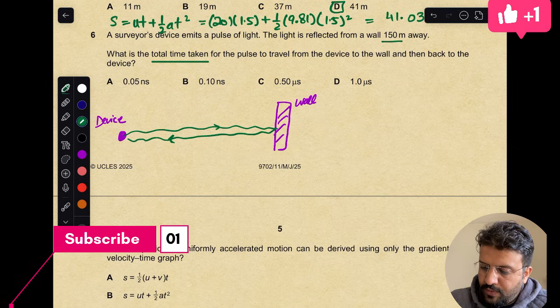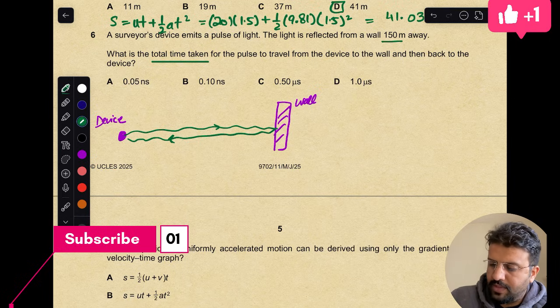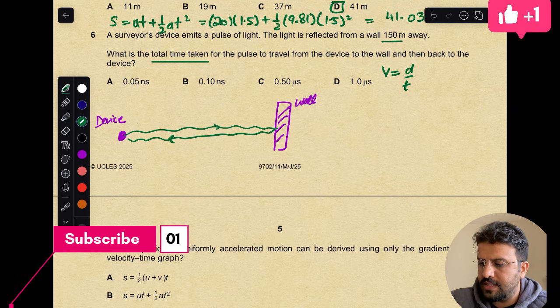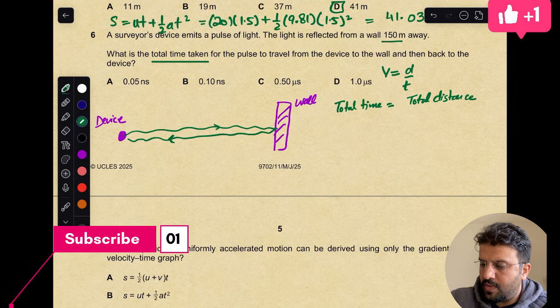What we have to find is the total time in going from the device to the wall and then back to the device. We will use the basic relation: speed is equal to distance over time. So total time is equal to total distance covered divided by speed.